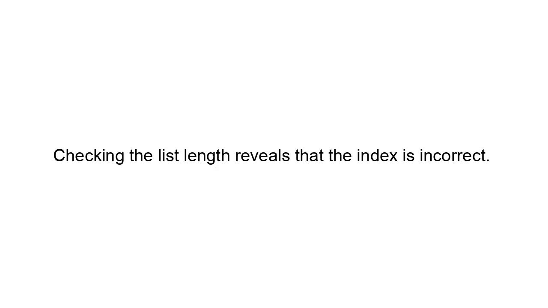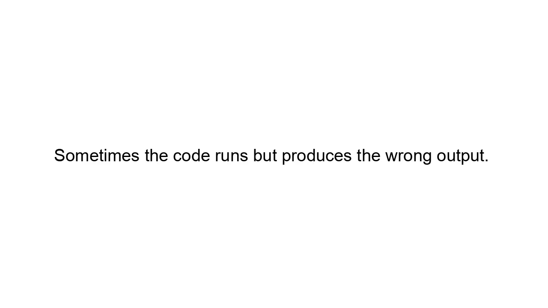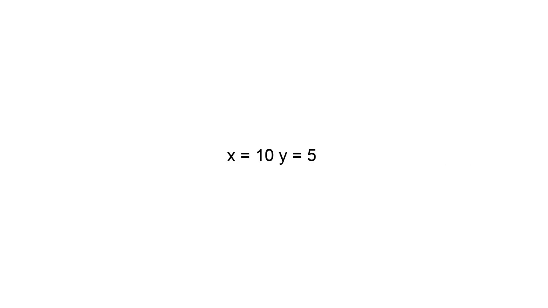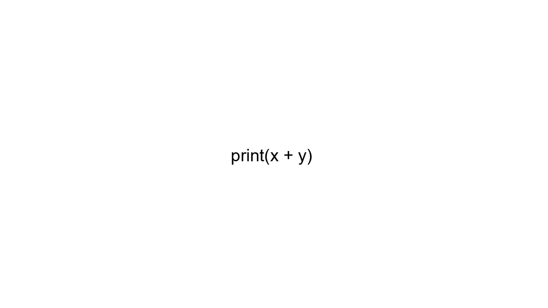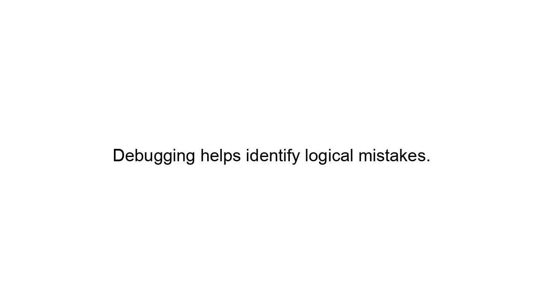Step 4. Check program logic. Sometimes the code runs but produces the wrong output. Example: x = 10, y = 5. print(x, y). If the programmer expected 15, the logic is incorrect. Correct version: print(x + y). Debugging helps identify logical mistakes.